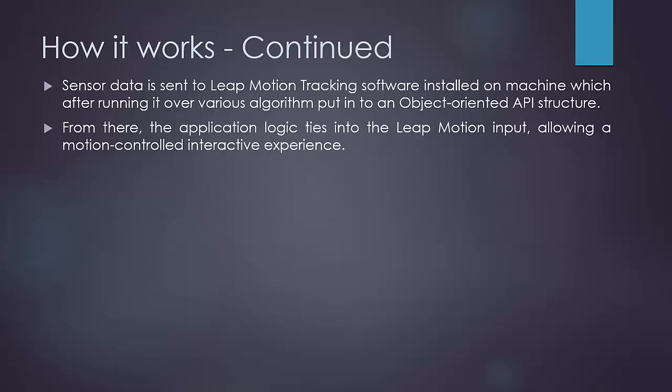Sensor data is sent to Leap Motion tracking software installed on the machine, which after running it over various algorithms, puts it into an object-oriented API structure. This API structure is consumed by the application, which reads input data from this API structure, and based on that data the application does something.